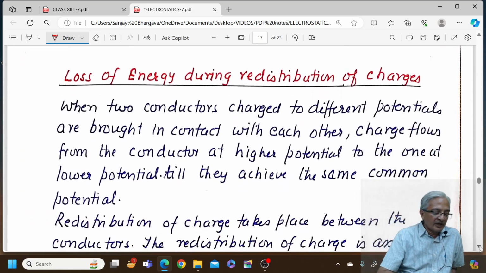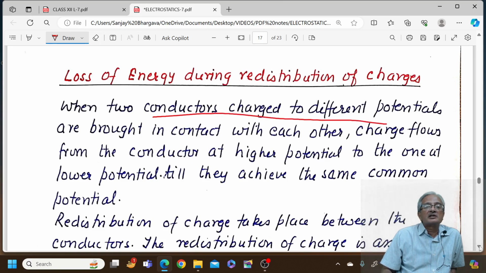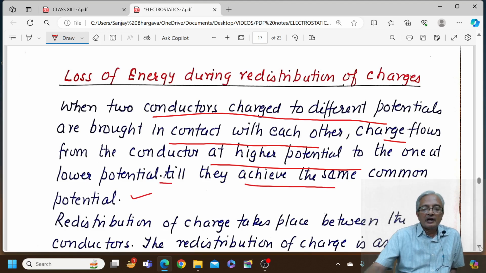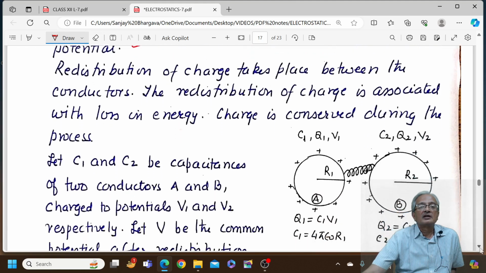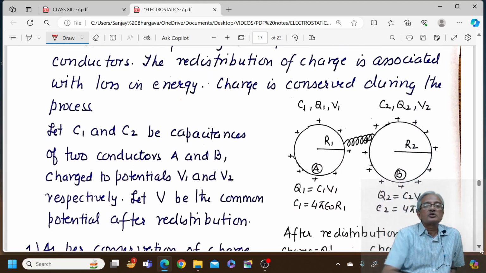Now, loss of energy during redistribution of charges. So we have two conductors charged to different potentials. When they are brought in contact with each other, the charge flows from the conductor at higher potential to the one at lower potential till they achieve the same common potential. Redistribution of charge takes place between the conductors. The redistribution of charge is associated with the loss of energy. And remember, charge would be conserved during this process of redistribution.